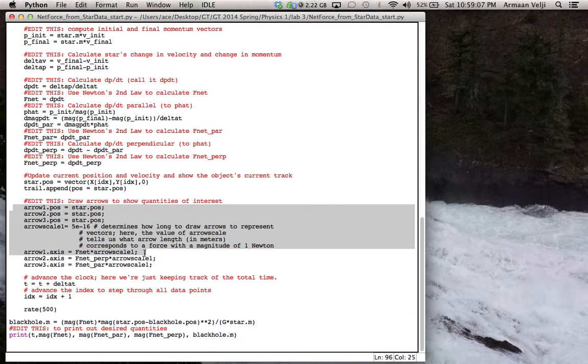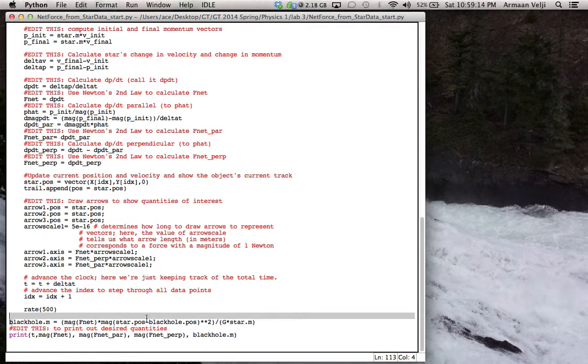The arrow scale is used to show the arrows in the observation screen. This right here, the black hole's mass, as we talked about earlier, will show me the black hole's mass from the computational model. It takes into account the net force, the relative position vector, and the constant G, as well as the star's mass. Here you can see that the last thing I'm printing is the black hole's mass. Next, let's run the code.